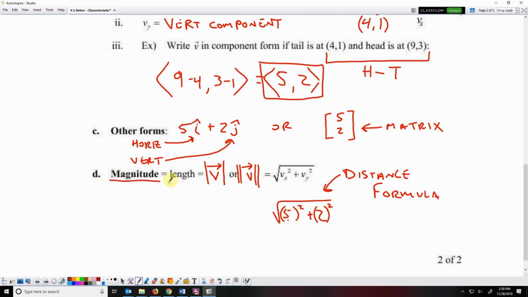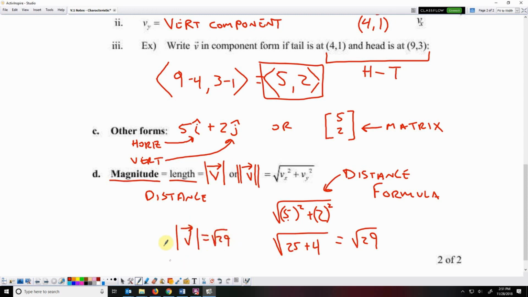When you're doing magnitude, length, that's distance. The only difference between this and the distance formula is that the subtraction here was already done right here. So it is the distance formula with the subtraction already done. So that's 25 plus 4. So the magnitude is the square root of 29. Okay, or it could be written like this. The magnitude of the vector is the square root of 29.